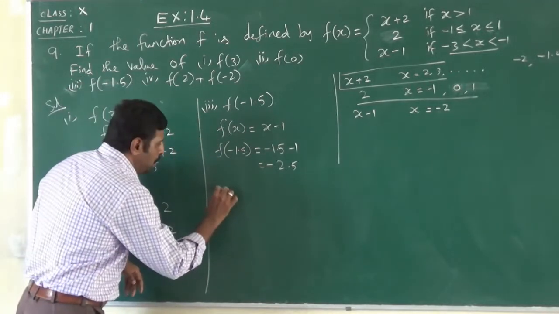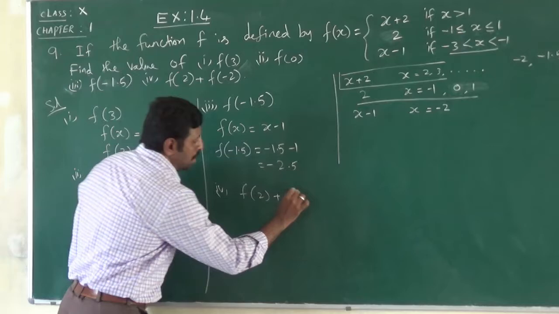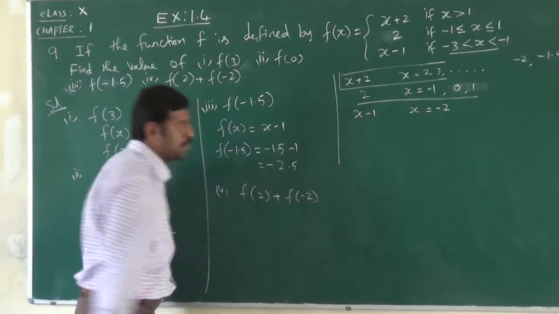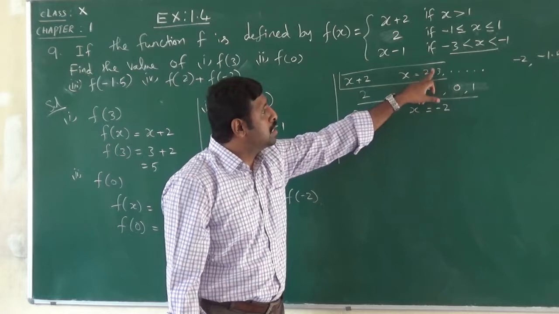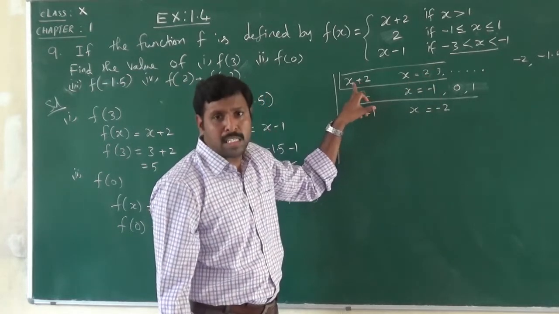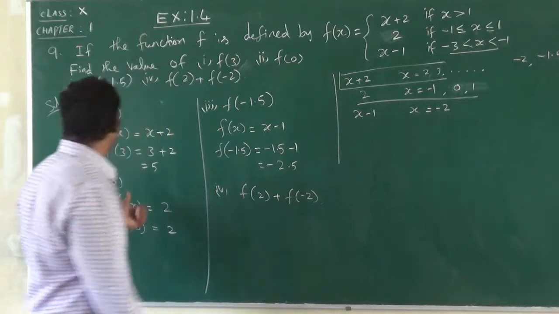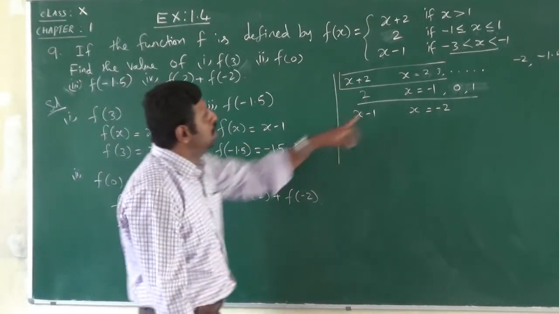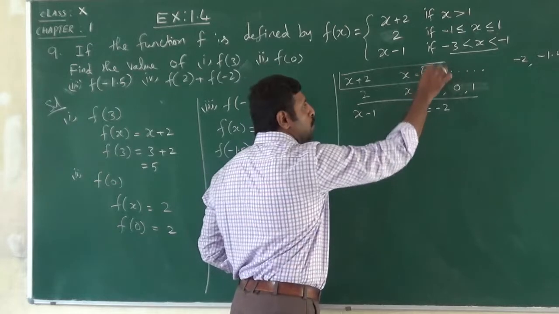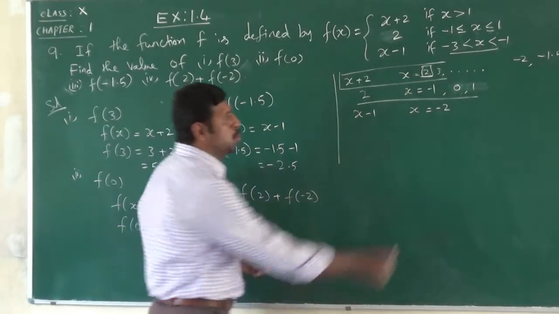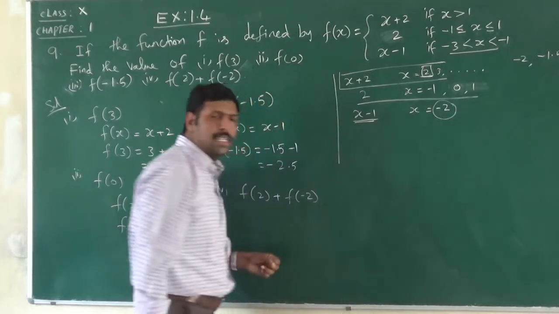Next, the fourth Roman number, we have f of 2 plus f of minus 2. See, here we have two functions. For 2, the first function is x plus 2. First we want to find out what is f of 2. So right here x plus 2 is the function for 2, and then for minus 2, the x is equal to minus 2, so the function is x minus 1.